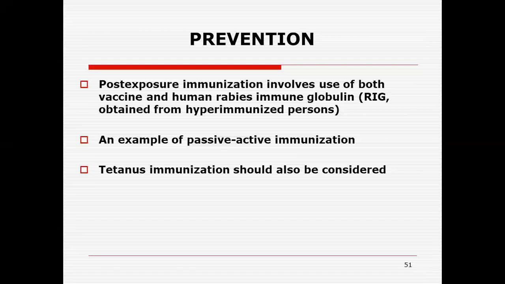Tetanus immunization should also be considered because if there has been trauma, there is a possibility of entrance of spores of Clostridium tetani into the body. The spores may germinate because of the presence of the wound, and they can have a synergistic effect on the body. So immunization should also be considered. Rabies vaccination along with tetanus immunization is considered the best combination. That is all. Thank you very much.